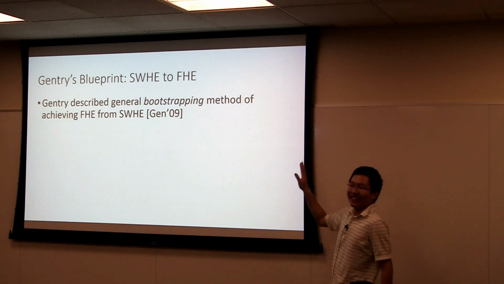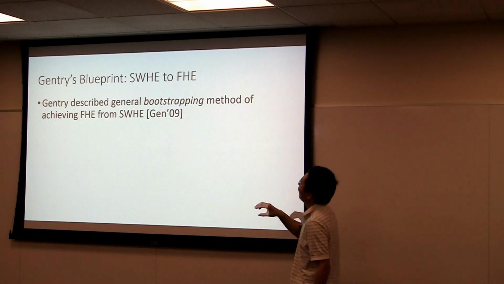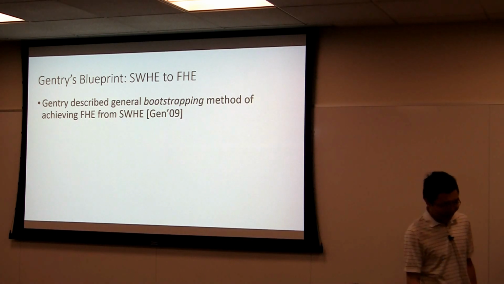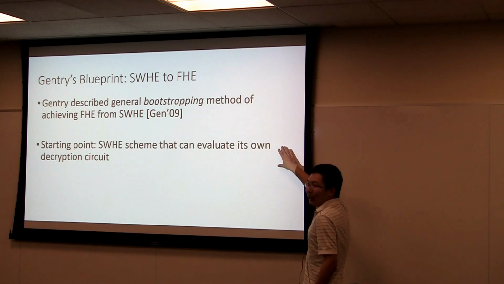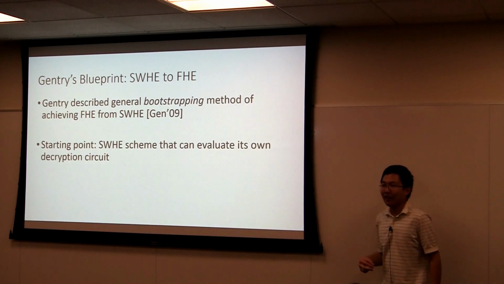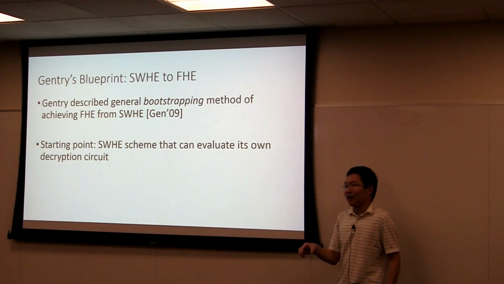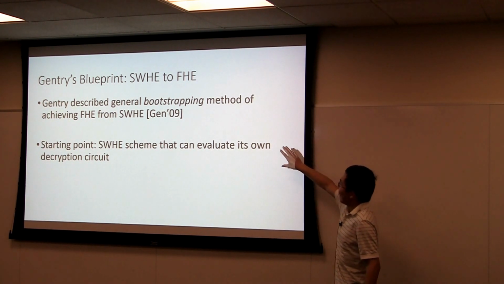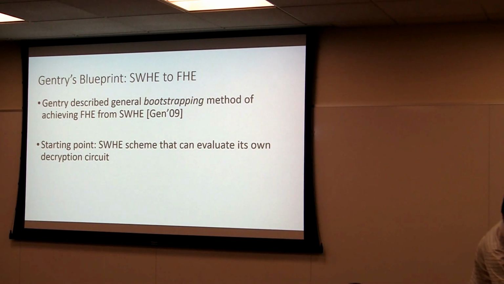OK. So the really ingenious idea that Gentry came up with in 2009 is that it's actually possible to take a somewhat homomorphic encryption scheme and bootstrap it, or convert it, to a fully homomorphic encryption scheme. I'm going to show the general transformation that makes this possible. The starting point is a somewhat homomorphic encryption scheme that is able to evaluate its own decryption circuit. So we want the decryption circuit to be pretty simple, very easy to decrypt, and such that the homomorphism afforded to us is sufficient to evaluate its own decryption circuit.